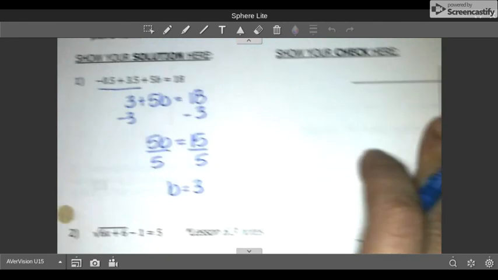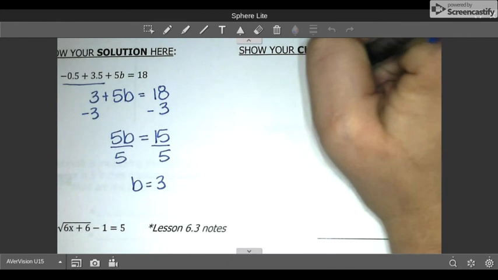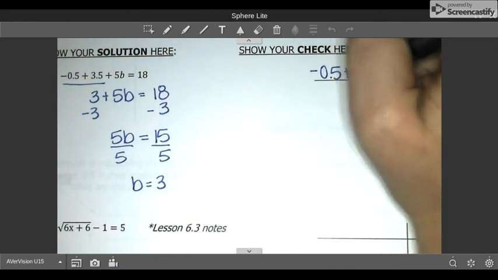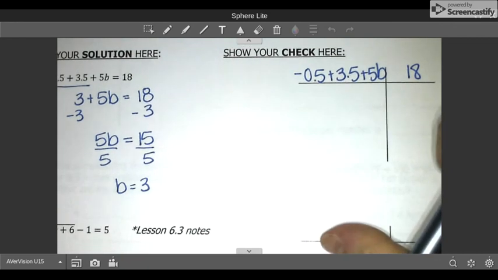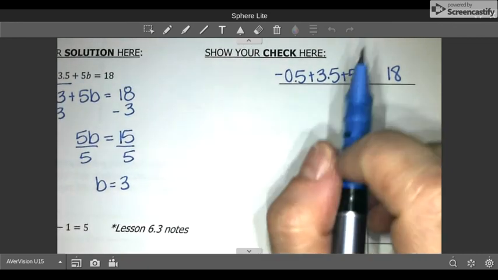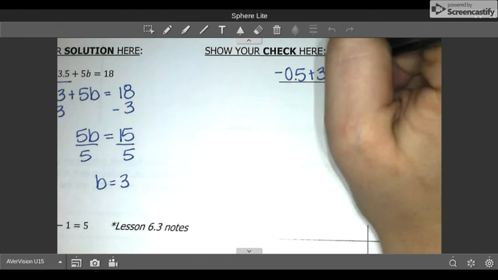Okay, this is what your check should look like. You should write down your original equation before you simplified it, because you might have made a mistake when you simplified it. So you want to write down your original equation, and then you're going to plug in 3 where you see b.